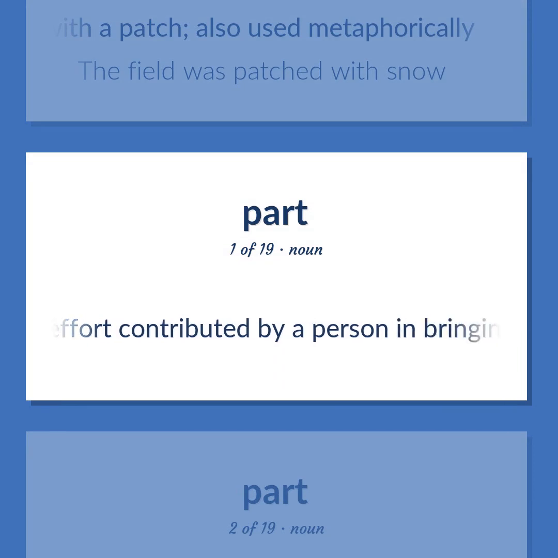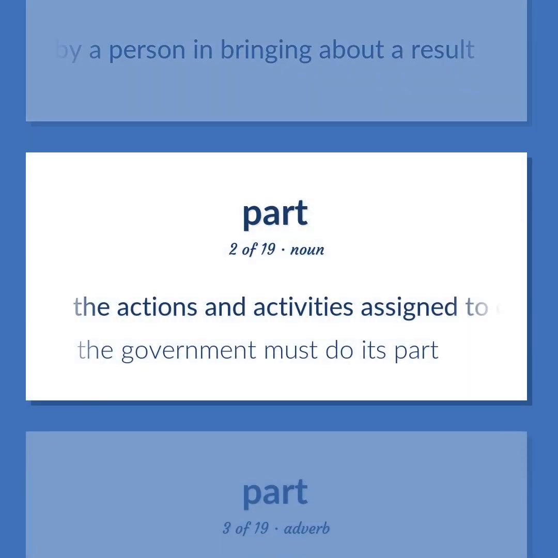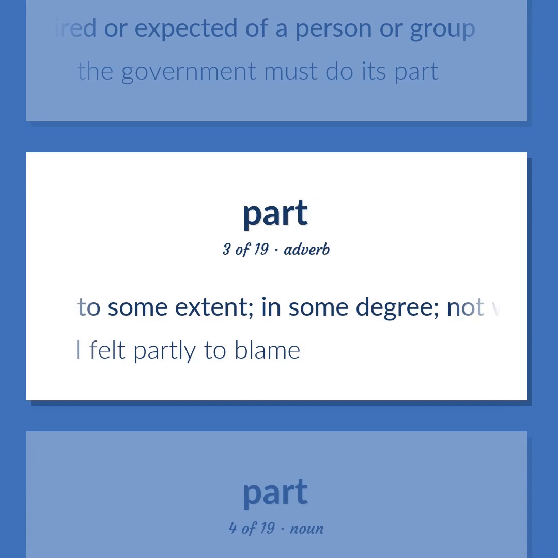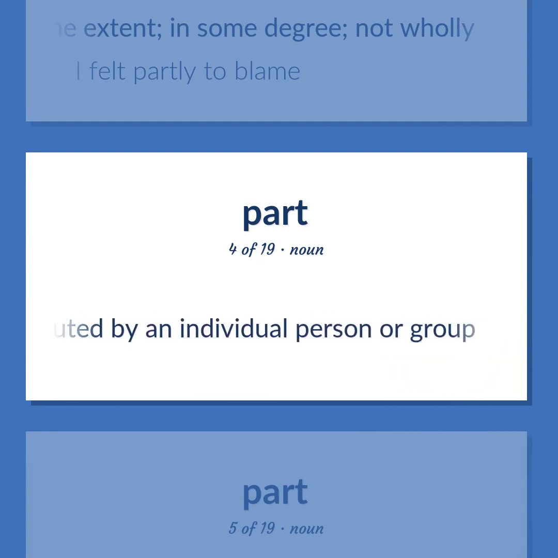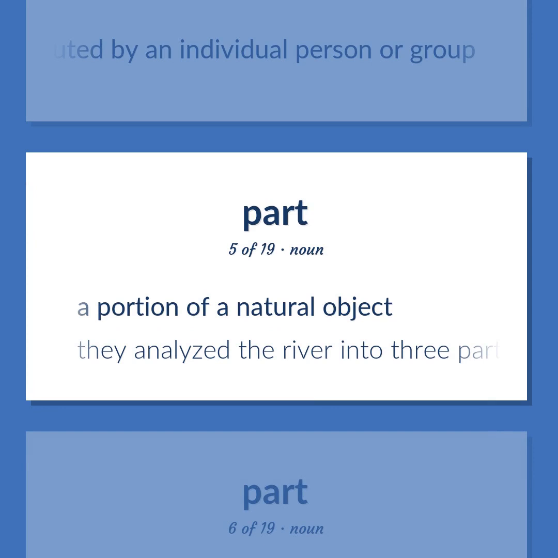The effort contributed by a person in bringing about a result. The actions and activities assigned to or required or expected of a person or group. The government must do its part. To some extent, in some degree, not wholly. I felt partly to blame. Assets belonging to or due to or contributed by an individual person or group. A portion of a natural object. They analyzed the river into 3 parts.